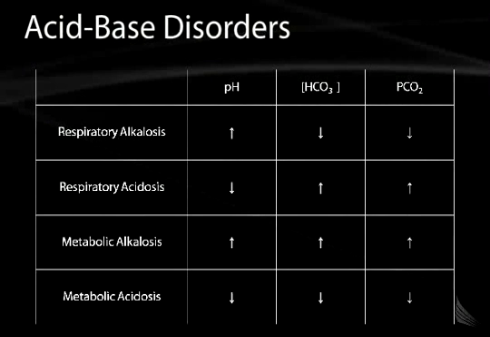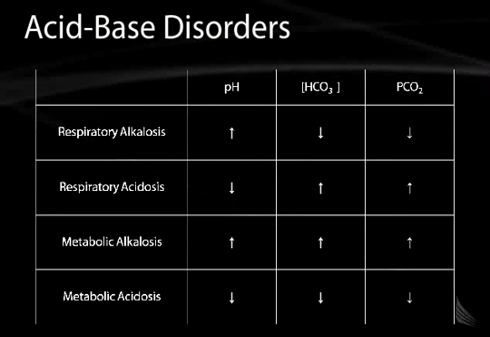Now, this is a handy chart which is really useful in helping you remember the changes that occur in these four different types of acid-base disorders. In respiratory alkalosis and metabolic alkalosis, the pH is going up. In respiratory acidosis and metabolic acidosis, by definition, the pH is going down. In respiratory alkalosis, the pH rises because there's a decreased partial pressure of CO2, and that increases the pH. The kidneys respond to this by decreasing the concentration of bicarbonate and trying to bring the pH back to the normal level. So in respiratory alkalosis, the pH will be high, the bicarb concentration will be low, and the PCO2 will be low.